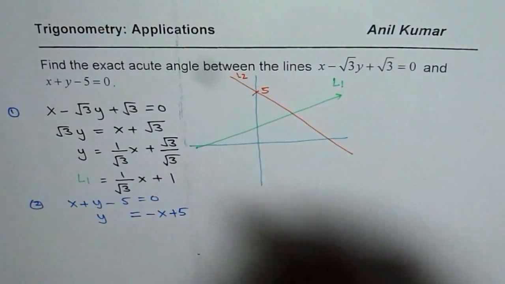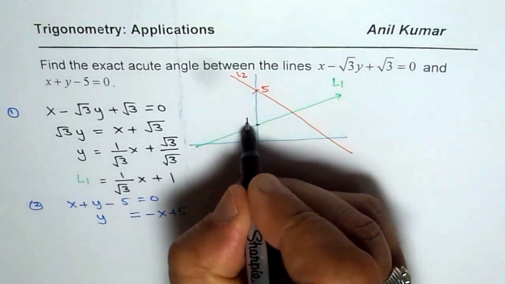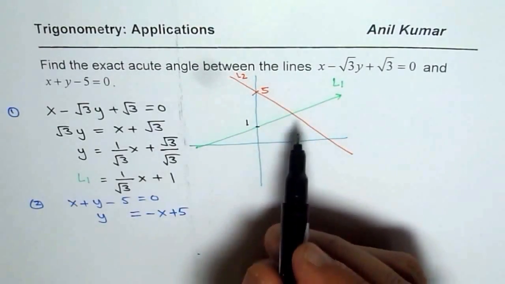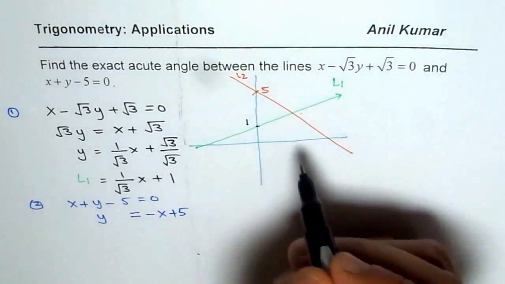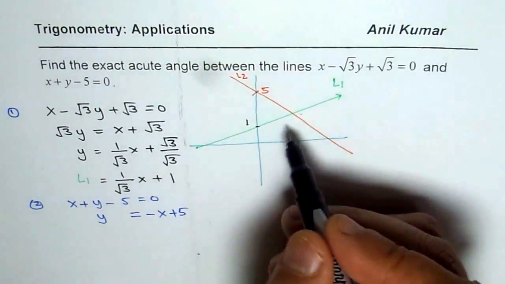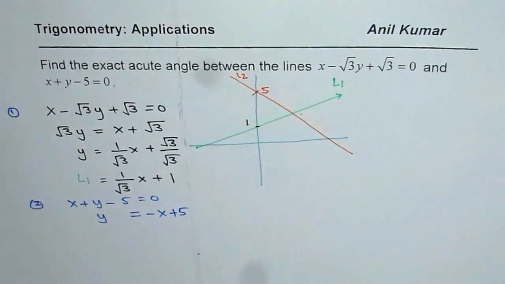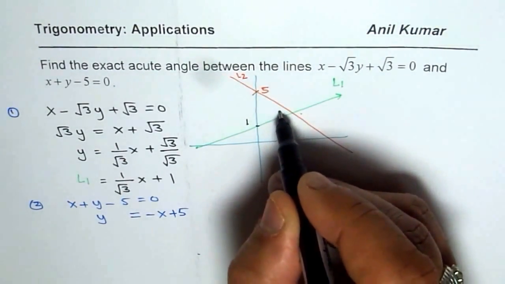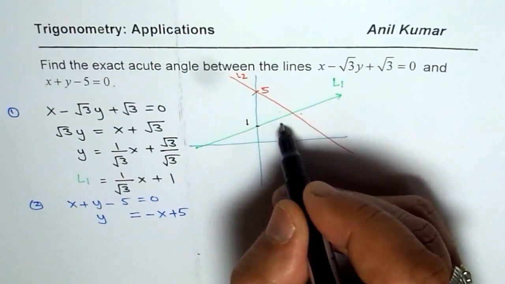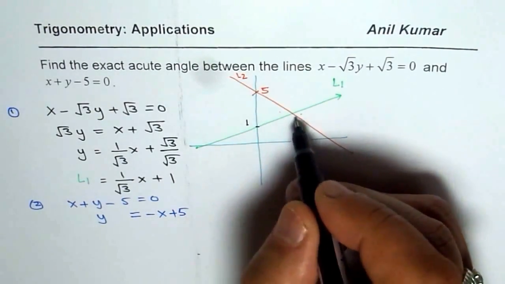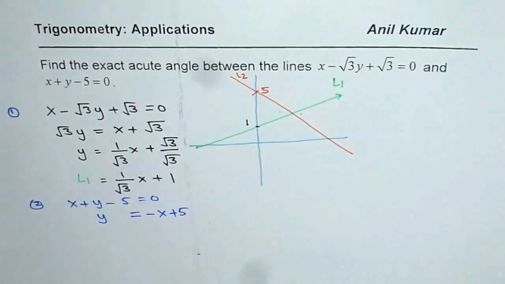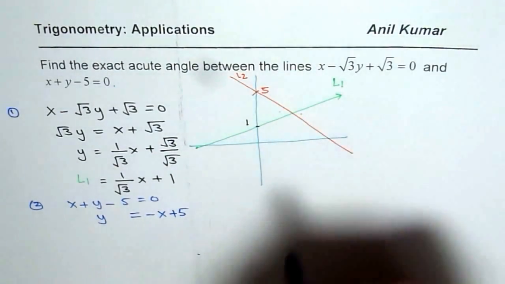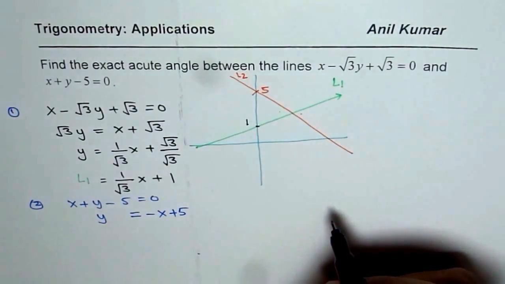Now, what is the question? Let's try to understand it. Find the exact acute angle between the lines. So the acute angle seems to be this one. It could be that one, but we'll just find it out. That is the angle between the lines. These are the two lines and they intersect, so these are the four angles formed. We have to find the acute angle between these two lines. From this diagram, that seems to be the acute angle. Okay, how do we find that?